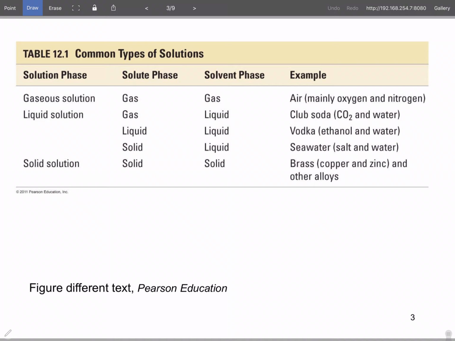Gas. Air is a prime example of a solution. Gas-liquid, club soda, anything with CO2 and water, that would be uniform throughout until you release the pressure. Liquid-liquid, they're using vodka, I'm using Kool-Aid. Solid-liquid, seawater is salt and water, Kool-Aid, etc. And solid, brass and other alloys, and a lot of gemstones.